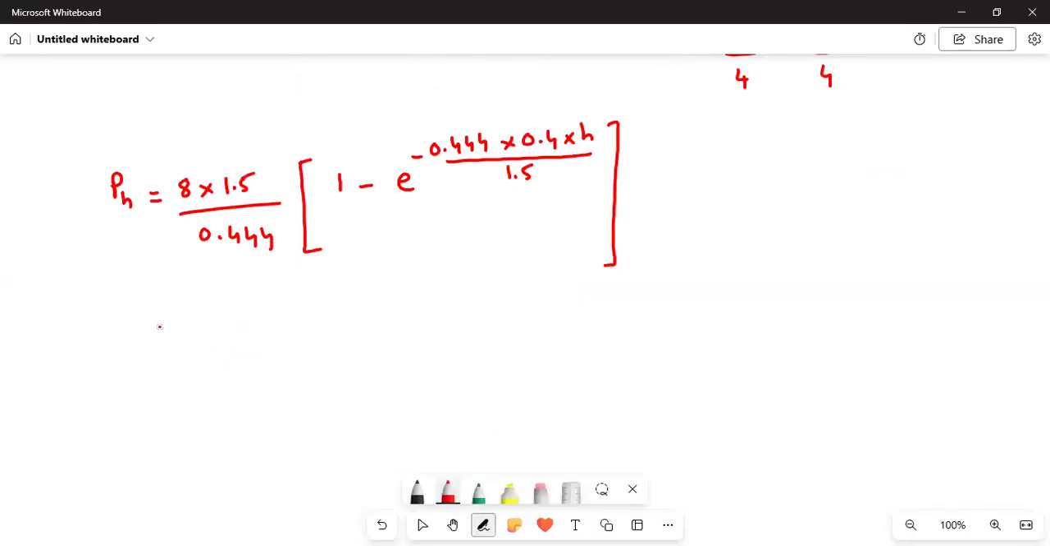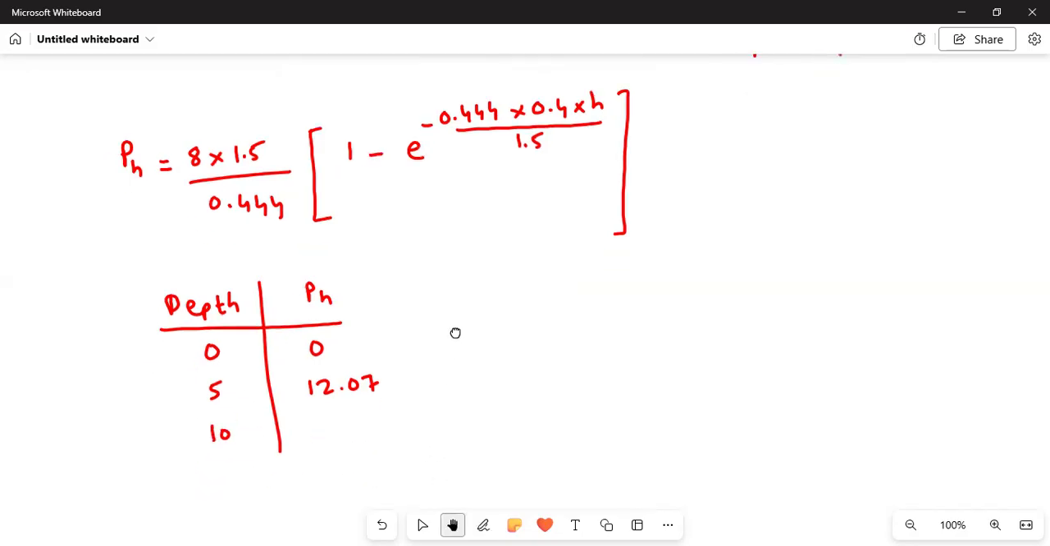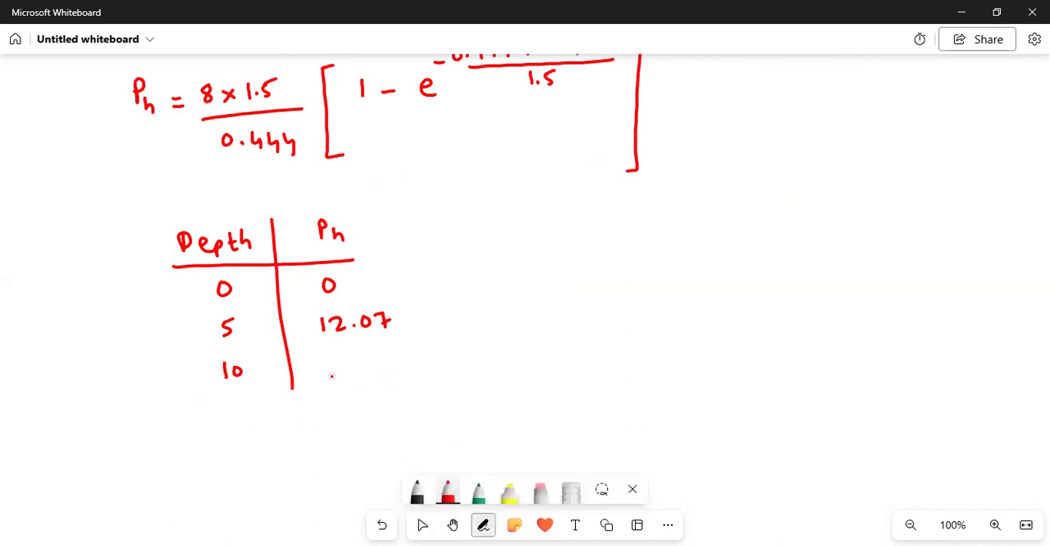Now, for different depths of the cylindrical portion, you have different values of pH. For zero depth, the pH is 0. You just have to substitute the value of H. For 5 meter distance, the pressure is 12.07. You're finding the pressure at 5 meter interval. At 10 meter, the pH is 18.275.